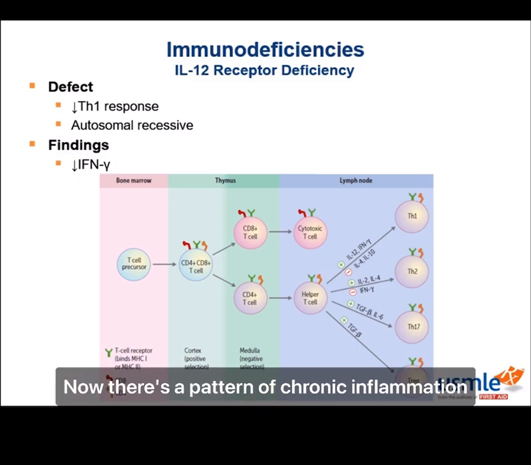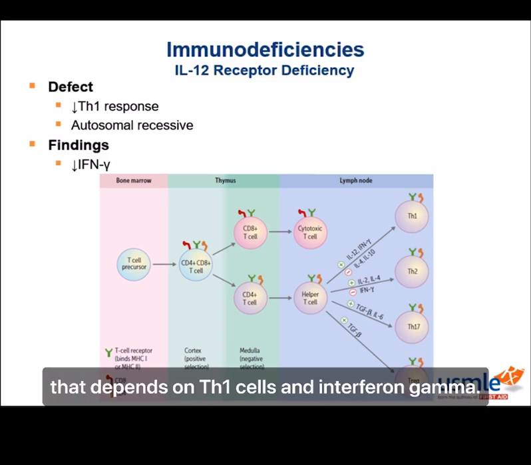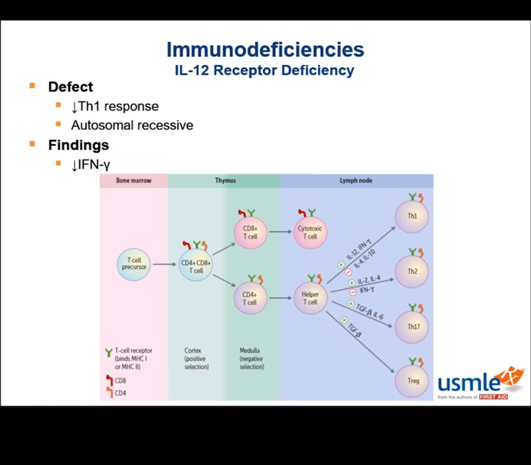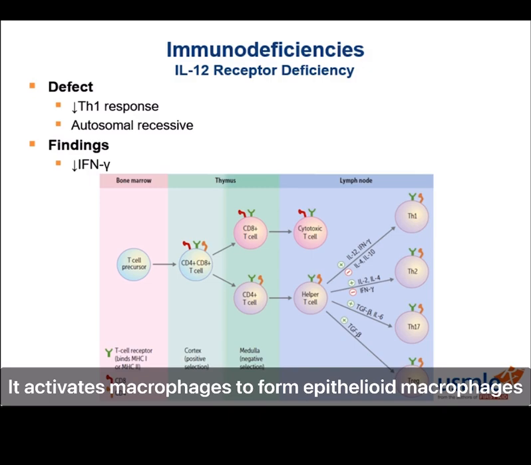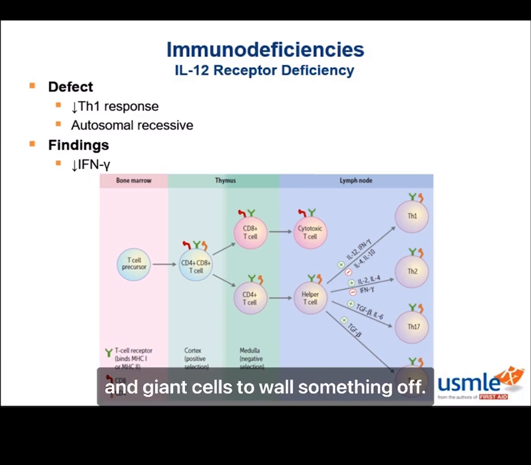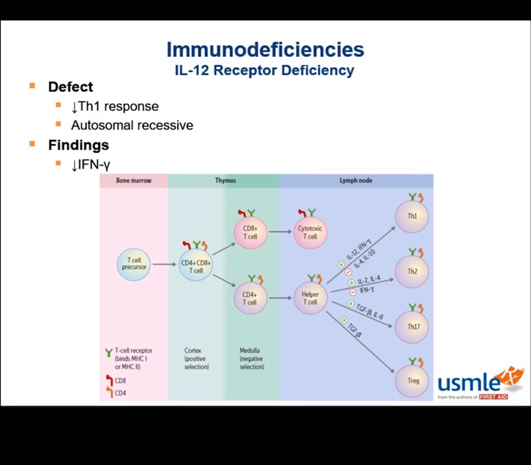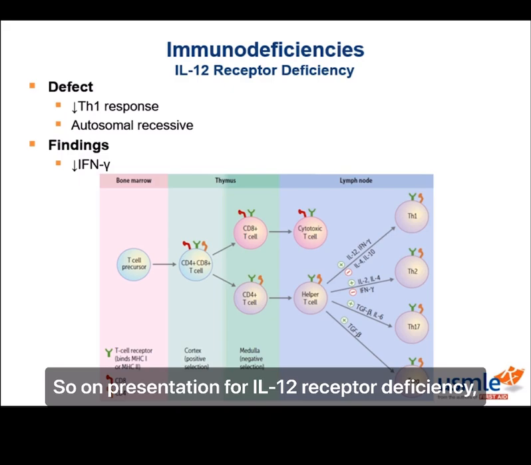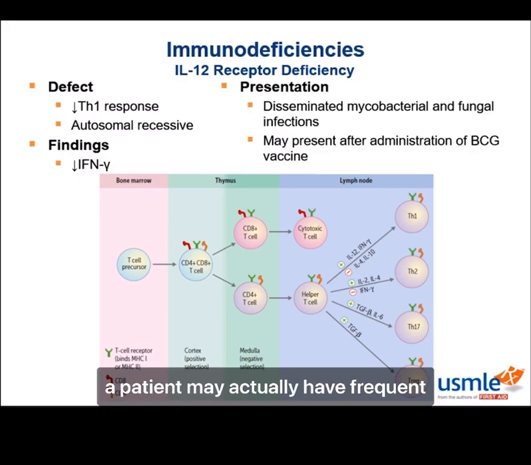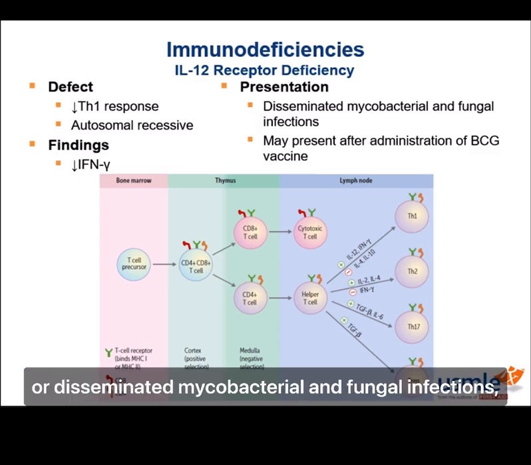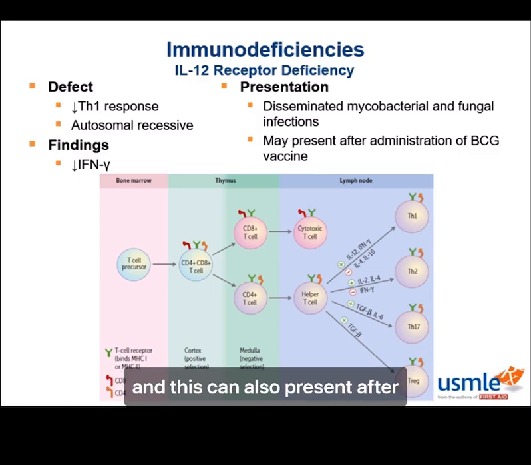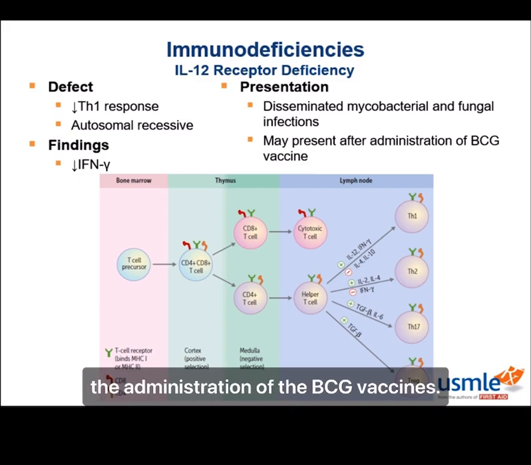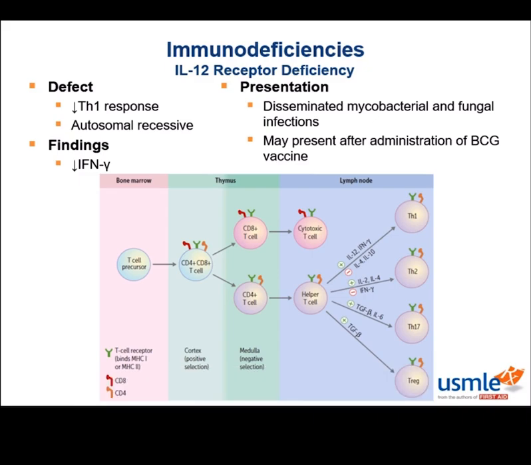Now, there's a pattern of chronic inflammation that depends on Th1 cells and interferon gamma. Can you remember what it is? It activates macrophages to form epithelioid macrophages and giant cells to wall something off. You're right if you're thinking of a granuloma. So on presentation for IL-12 receptor deficiency, a patient may actually have frequent or disseminated mycobacterial and fungal infections, and this can also present after the administration of the BCG vaccines.